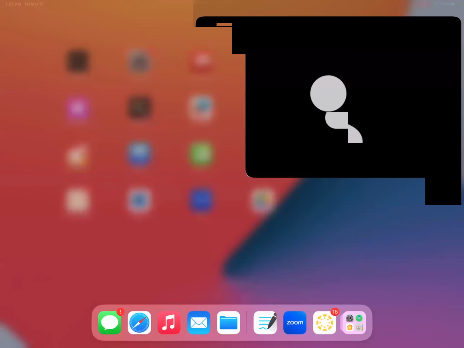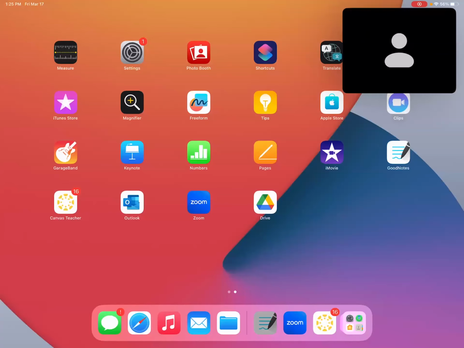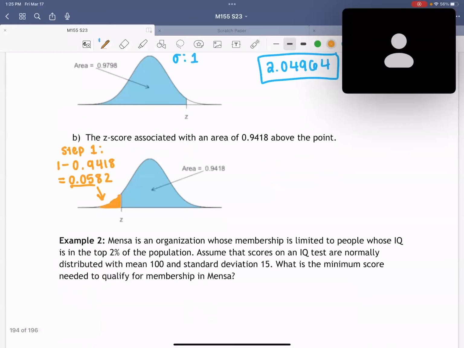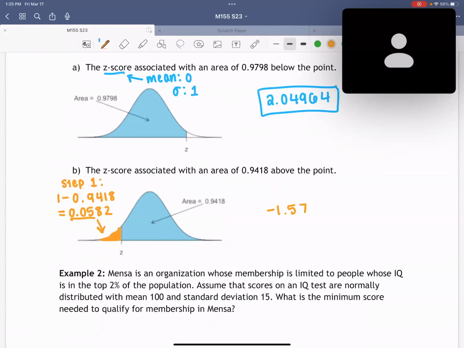All right. Let me show you what I'm writing on my screen here. So basically, whatever pops up on Minitab is going to be your answer. So the negative 1.5701, that's our answer. Even though this is a greater than question, I don't have to do anything with my Minitab output because I already did it in my first step, right? So I've already subtracted it from 1. I don't need to do it again.